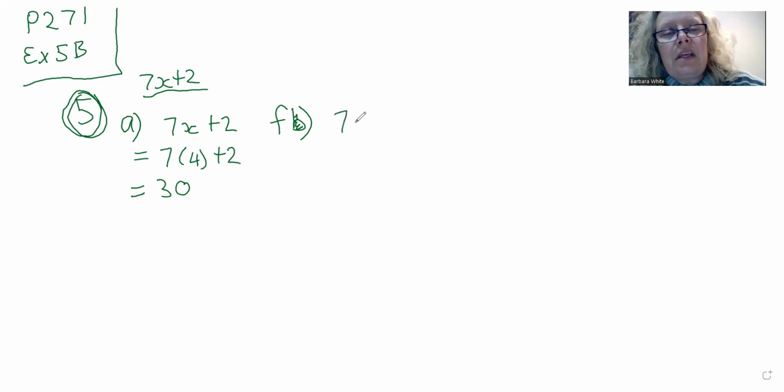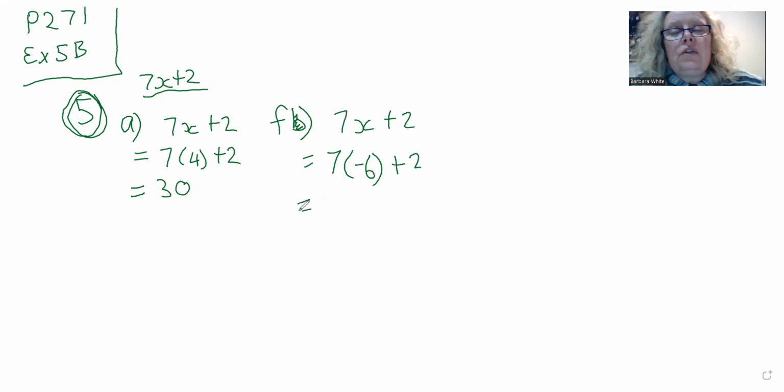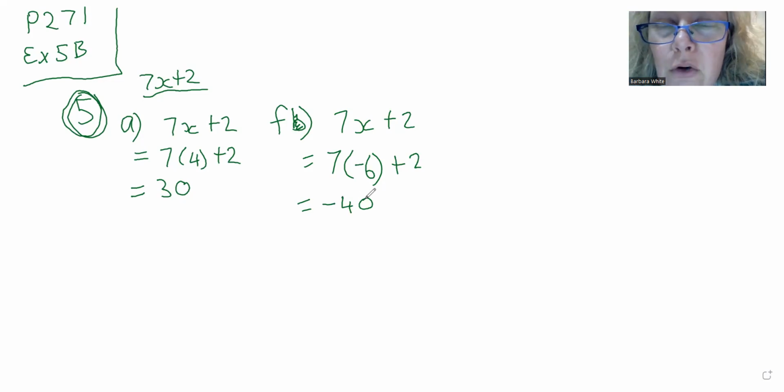In F, x is negative 6. So you're going to start writing the same thing, 7x plus 2 equals 7 lots of negative 6 plus 2. So 7 times negative 6, remember, if you're multiplying a positive and a negative, your answer is going to be negative. So 7 6s are 42. So that would make negative 42 plus 2, which is minus 40. You can use your calculator for these, but I do want you to write them out. It's really important. I know I said it in the last topic and most of you didn't do it. I want you to write the question out properly.